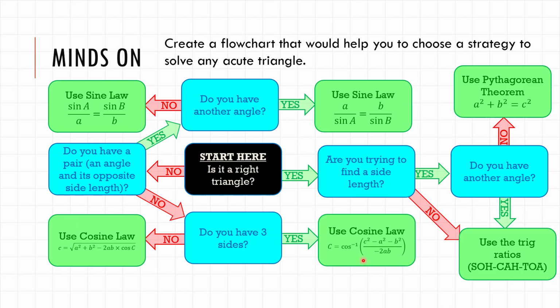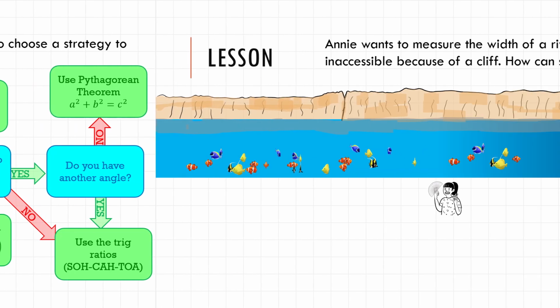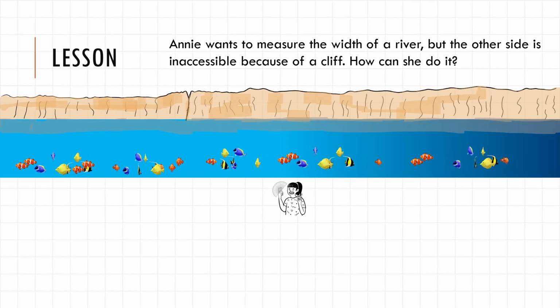So here we go. This is your entire flowchart on which is the best formula to use in which situation. We have 1, 2, 3, 4, 5, and 6 total situations. So start thinking about this in the right way.